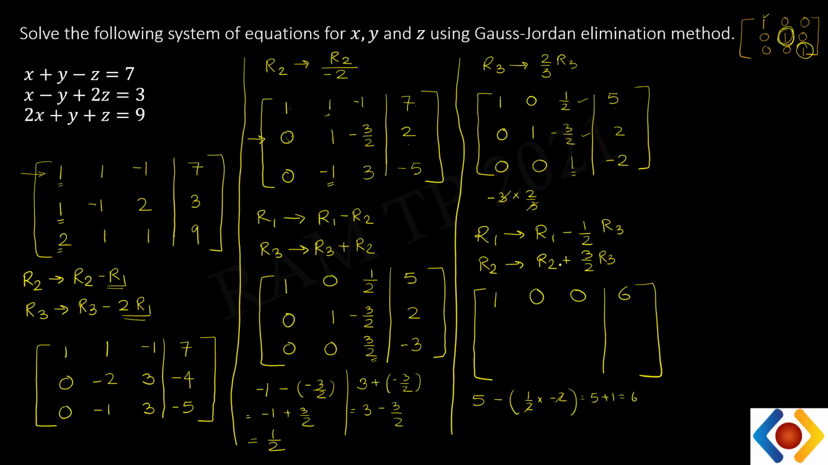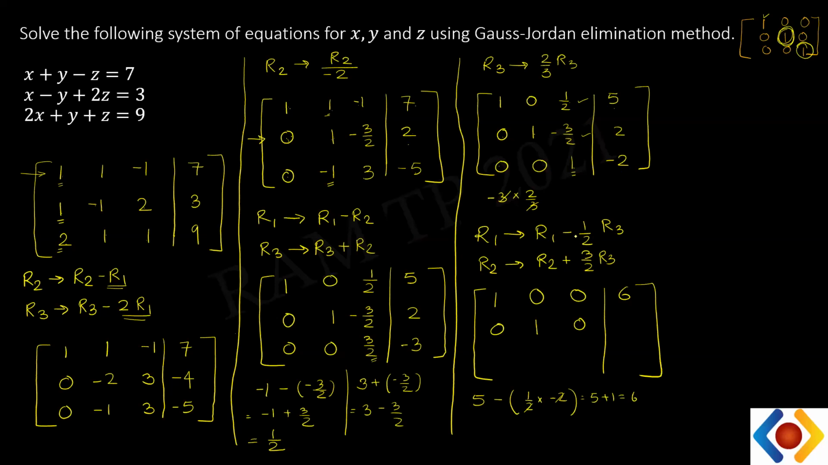Row 2: Row 2 plus 3/2 R3. 0 plus 3/2 of 0 is 0. And 0 plus 0, 0. What about this? 1 plus 3/2 of 0. 3/2 of 0 is 0, and 1 plus 0, 1. Okay, minus 3/2 plus 3/2 of 1. 3/2 of 1 is 3/2. Minus 3/2 plus 3/2 will become 0.